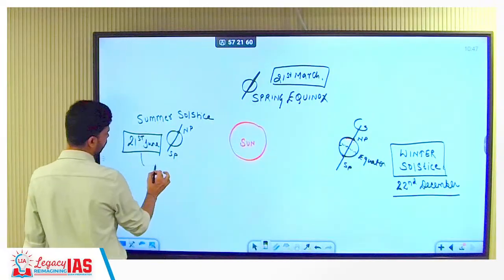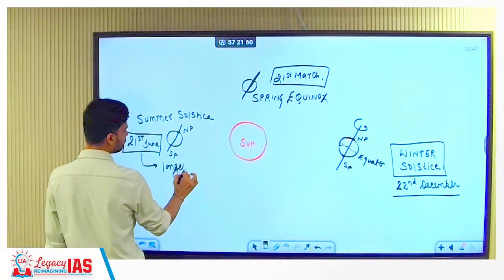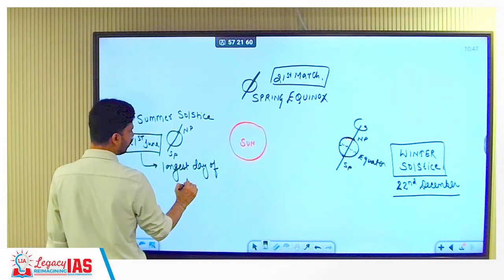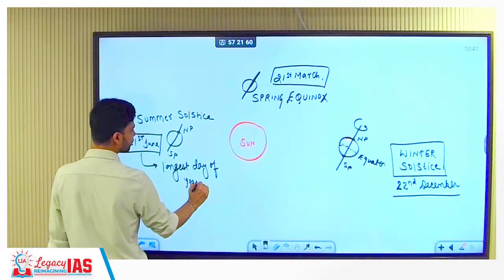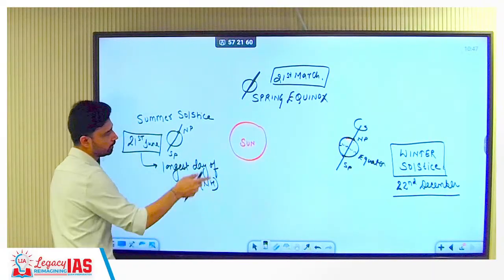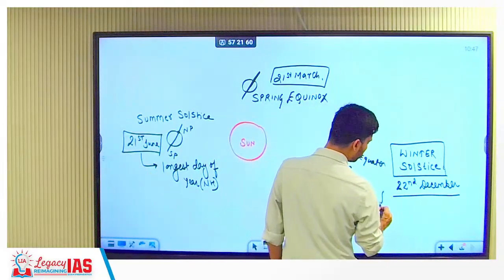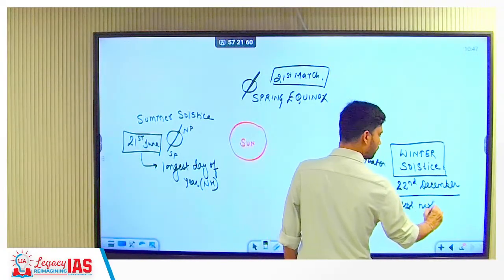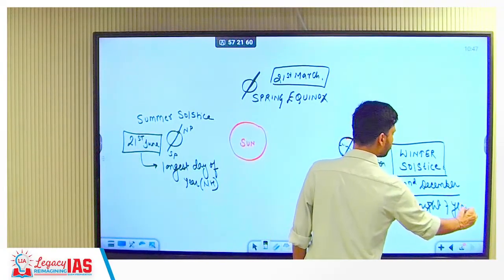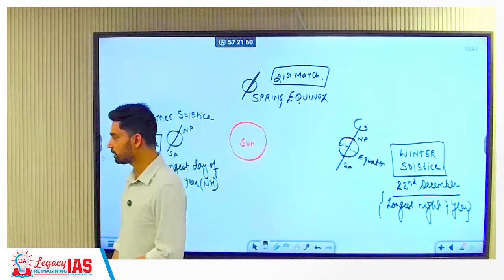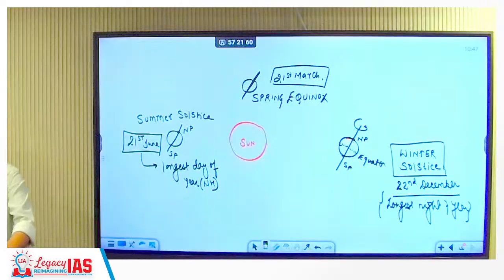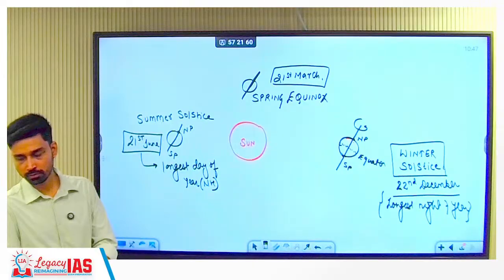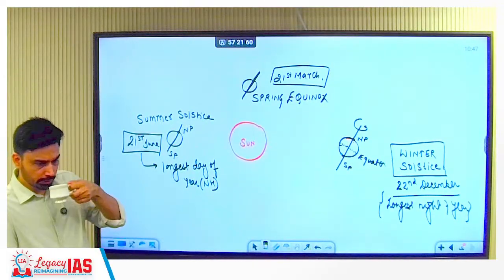This is also the longest day. It has passed recently, last month itself. So 21st of June is also considered as what? Longest day of the year. For which hemisphere? Northern hemisphere. Acha, that means 22nd of December, from the northern hemisphere perspective, will be what? Longest night of the year. So this also is important to keep in mind. 21st of June is considered as the longest day of the year, and 22nd of December is considered as the longest night of the year.